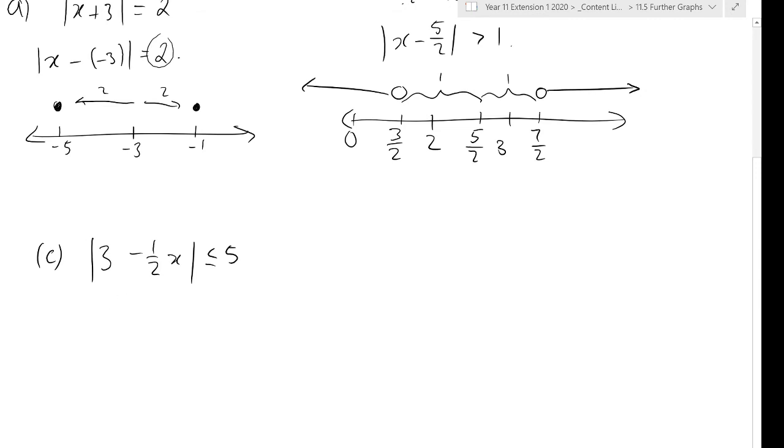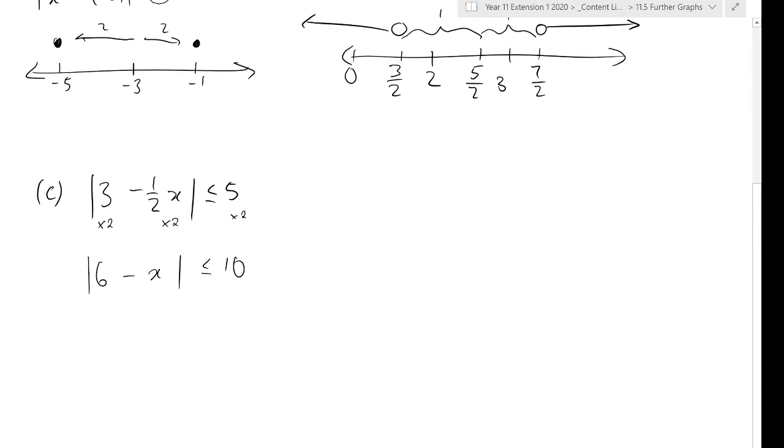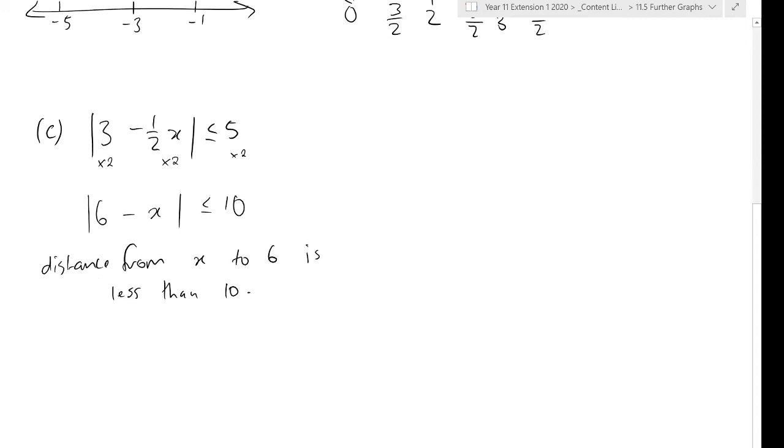We've got timesing by a half, or the opposite is dividing by a half, which is the same as timesing by 2. Sorry. So 3 times 2 is equal to 6, minus x is less than or equal to 10. So what this one is saying now is that we want the distance from x to 6, because it's just the difference. The difference is the distance. Doesn't matter which way the 6 and the x is, as long as we have a minus in between them, is less than 10. So the distance from x to 6 is less than 10.